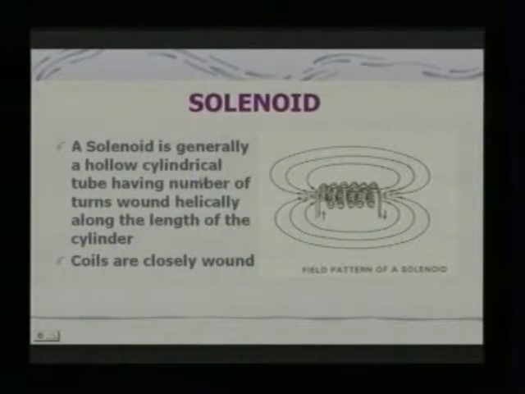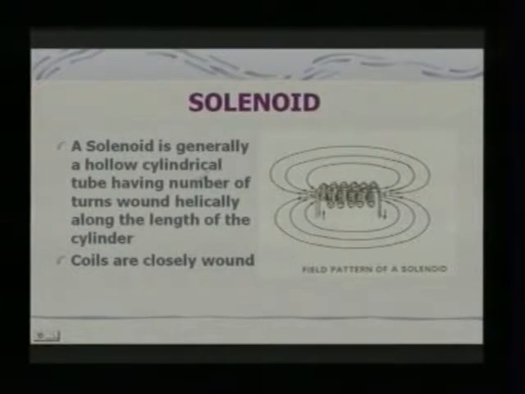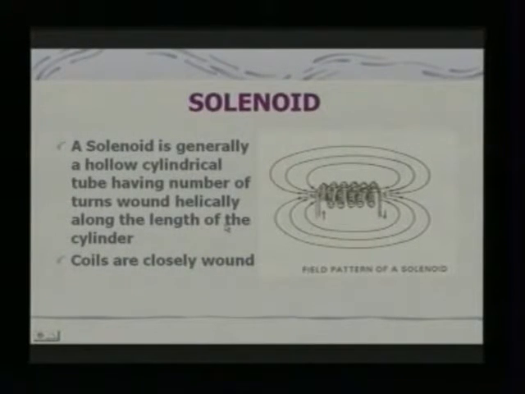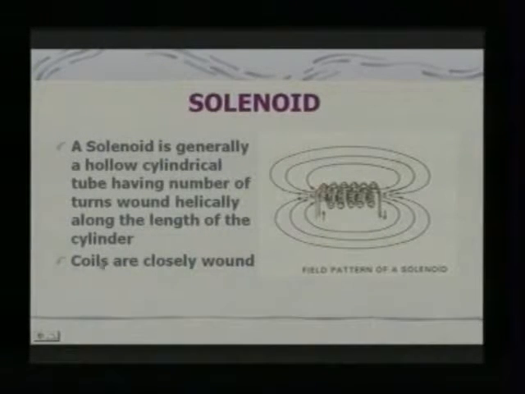Now we will see the field pattern of solenoid. First of all, a solenoid is defined as a generally hollow cylindrical tube having number of turns wound helically along the length of the conductor, and these turns are generally insulated from the hollow cylinder and coils are closely wound.